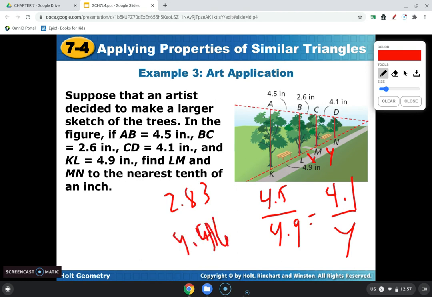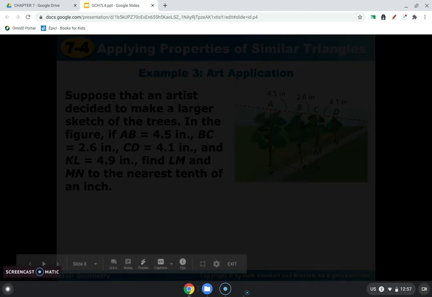All right. So as long as they are set up like that, all those lines are parallel, then they are all proportional. All right.